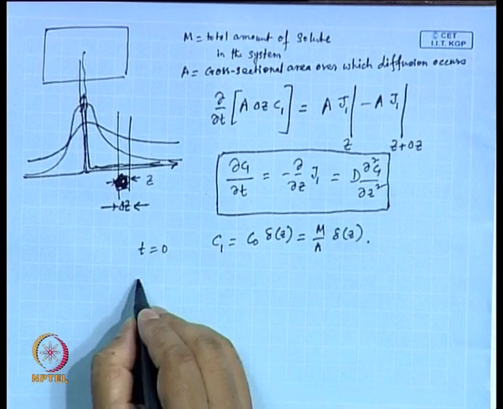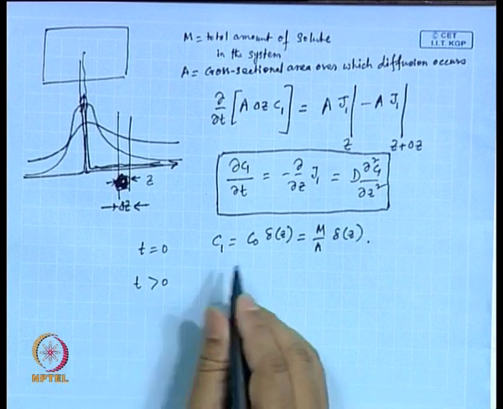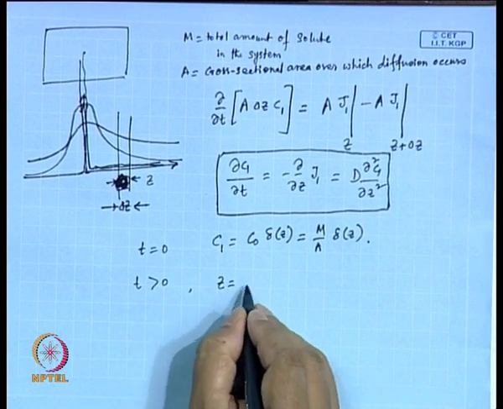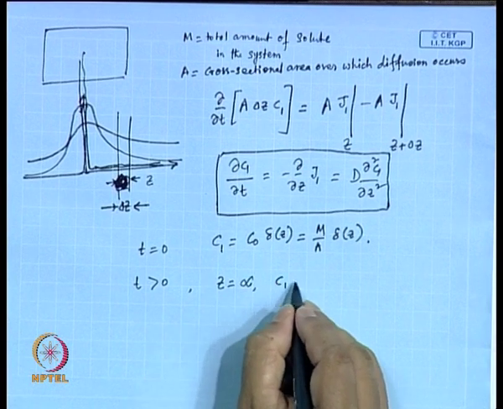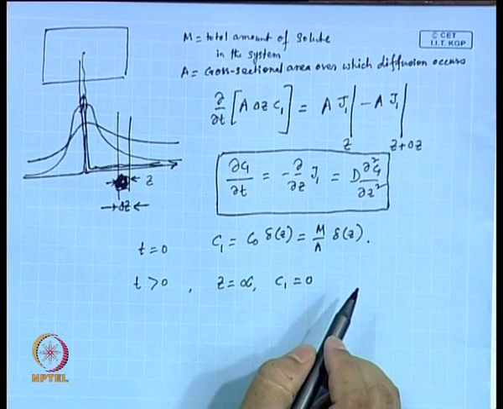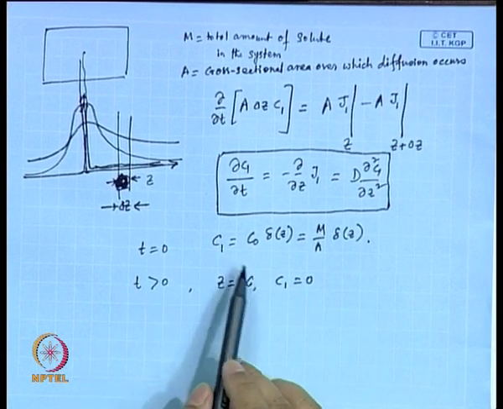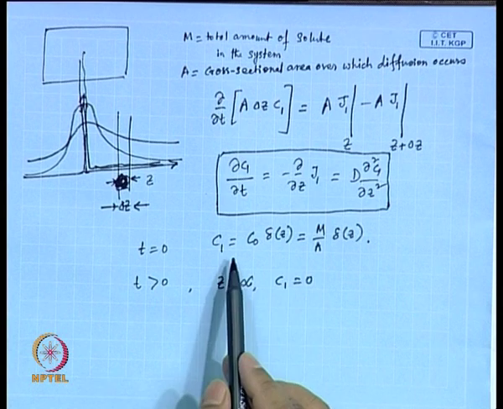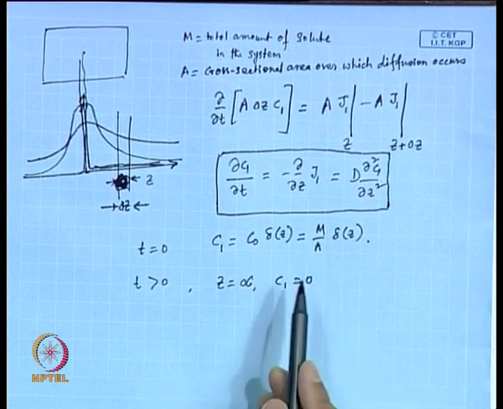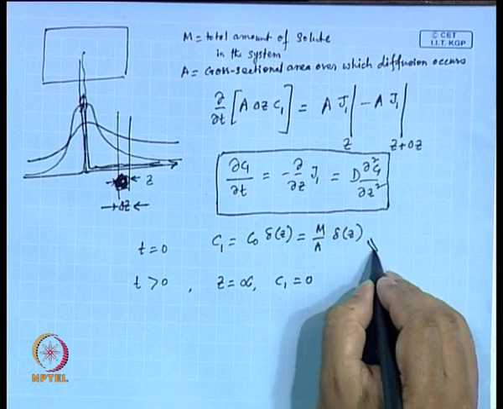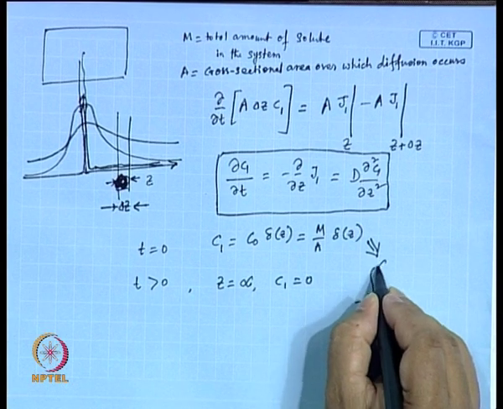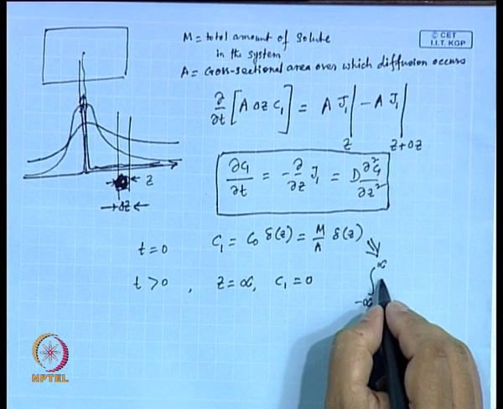And at t greater than 0, the only thing we know is that at z is equal to infinity, C1 is equal to 0. That is the other condition we have. So, at t is equal to 0, concentration follows the Dirac function. That is the idea of Dirac function. And what does this mean? This means that integration between minus infinity to plus infinity. So, it is 0 everywhere except at the origin.